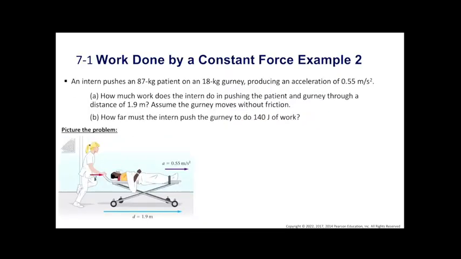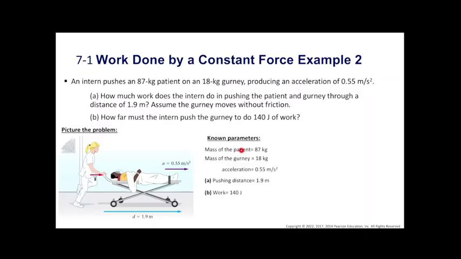Let's see one more example. An intern pushes an 87 kilogram patient on an 18 kilogram gurney, producing an acceleration of 0.55 meters per second squared. Now we are asked to find the work done by the intern when she pushes the patient and the gurney through a distance of 1.9 meters, assuming it is moving without friction. And in the next part we are asked to find the distance the intern pushed the gurney to do 140 joules of work.